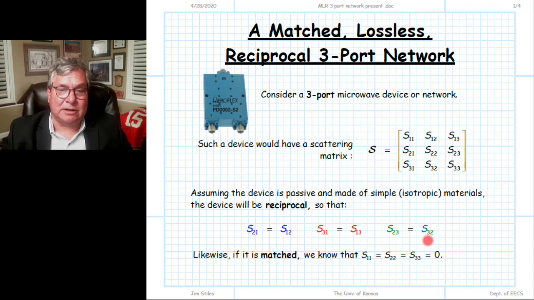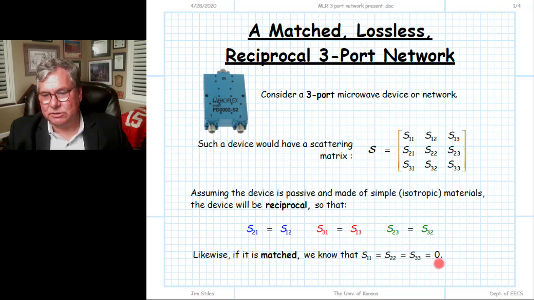Additionally, if the device is matched, and again, this is very desirable if we have a device that works in a microwave network or a microwave system, then we want it to be a matched device. From that standpoint, the diagonal elements of the scattering matrix must all be 0 if they are matched. Here's a picture of a three-port device. These are SMA connectors for SMA transmission lines, a microwave device here. If it's matched, the diagonal elements are 0. If it's reciprocal, which it almost certainly will be, then the elements are symmetric, and this is true.